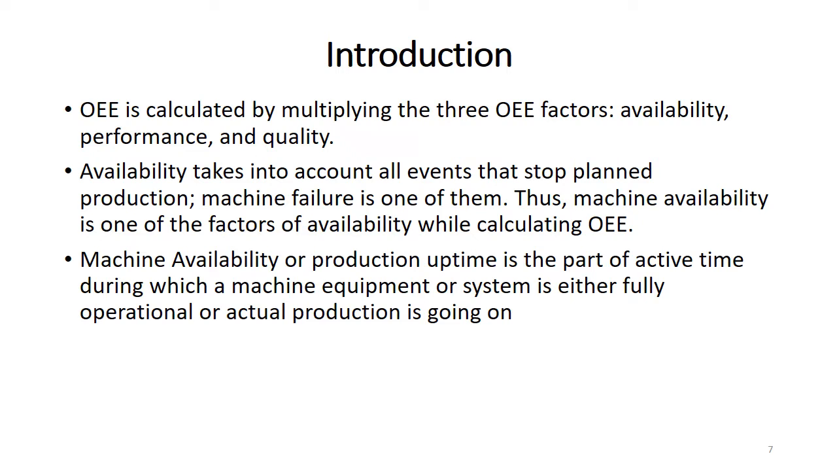Availability takes into account all events that stop planned production. And on the other hand, machine availability or production uptime is the part of that active time during which a machine, equipment or system is either fully operational or actual production is going on.